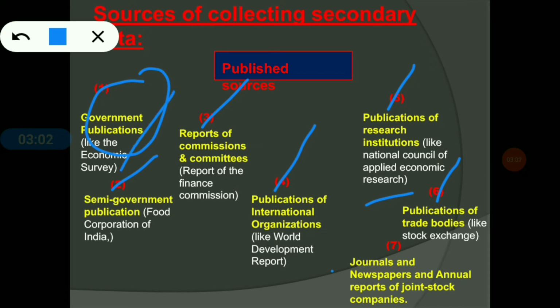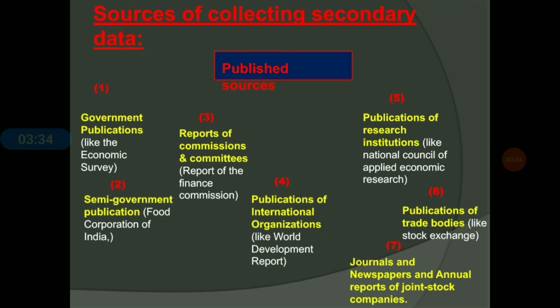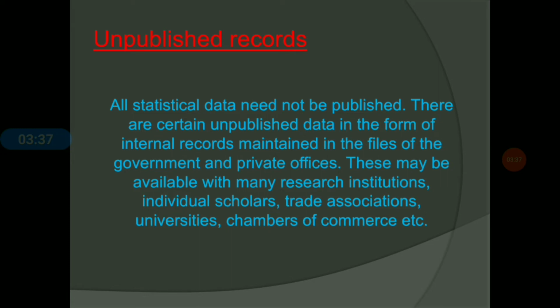First one is government publication, second one is semi-government publication, third one is reports of commissions and committees, fourth one is publication of international organizations, fifth one is publication of research institutions like the National Council of Applied Economic Research, sixth one is publication of the trade bodies, and last one is the journals and newspapers and annual reports of joint stock companies. Clear? So now going to the next slide, where we can see unpublished records of collecting secondary data.